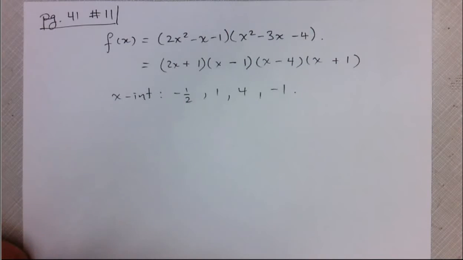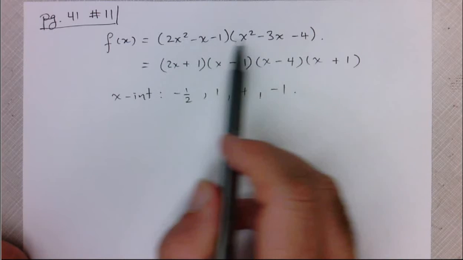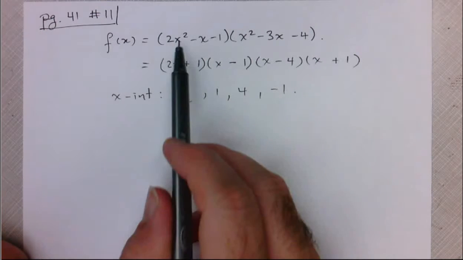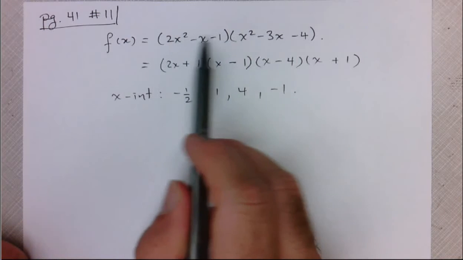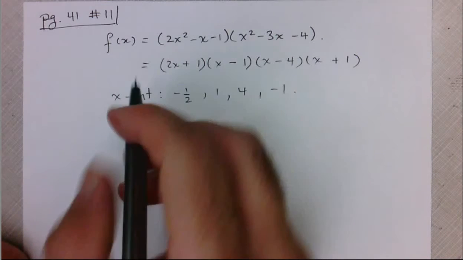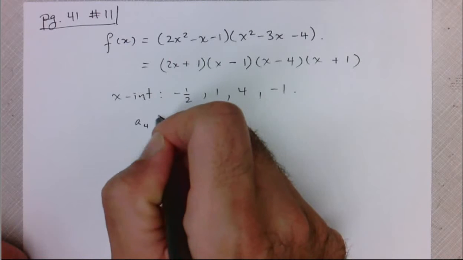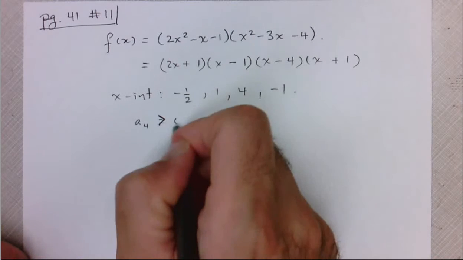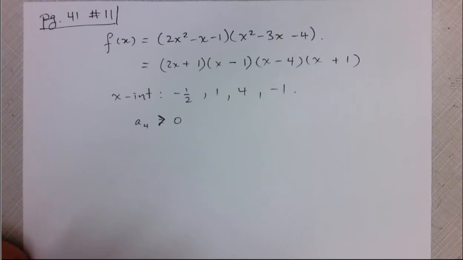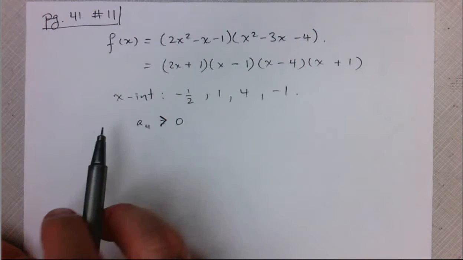Now it does tell us to take a look at the graph to see if we have the right answer, but let's go further. We've got a fourth degree polynomial, and if we look at the leading term, which would be gotten by multiplying the 2x squared and the x squared, we have a positive leading coefficient. So a4 is positive. I don't really care what it's equal to, but I know it's positive. So that tells me that the end behavior should go to positive infinity on both sides of the graph.